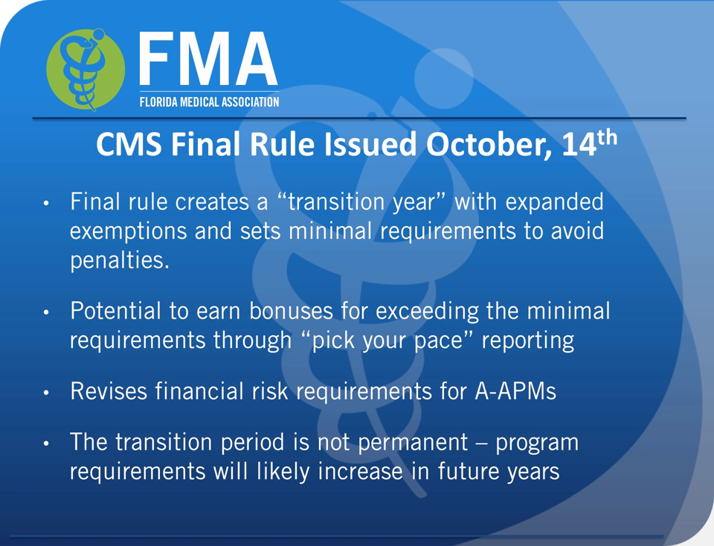However, in October, CMS issued a final rule wherein CMS responded to a great deal of the criticism that was levied against it. The final rule creates a transition year in 2017 for MACRA, and it expands exemptions under the Merit-Based Incentive Payment System, and it sets a minimal set of requirements to avoid penalties in the first year of the QPP. There is potential to earn bonuses for exceeding the minimum requirements through a pick-your-own-pace reporting system. It revised financial risk requirements for advanced alternative payment models to make it slightly easier to participate in an advanced alternative payment model in future years.